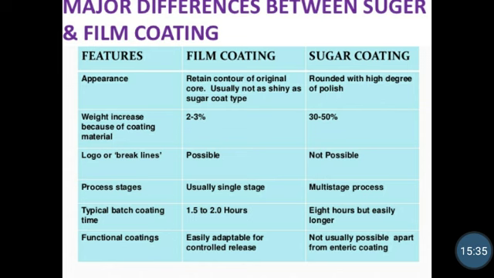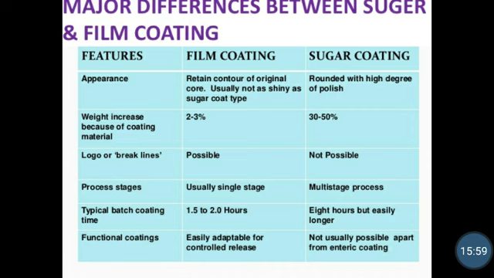Okay, so we've seen the three types of tablet coatings, that is sugar coating, film coating and the enteric coating. So you have to remember correctly which type of polymers or excipient is used for each type of coating. The next one is the differences between the sugar coating and the film coating.